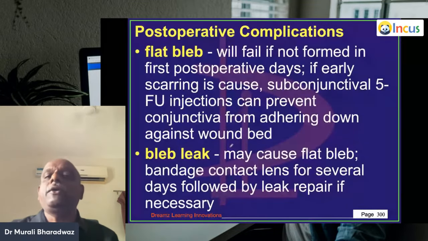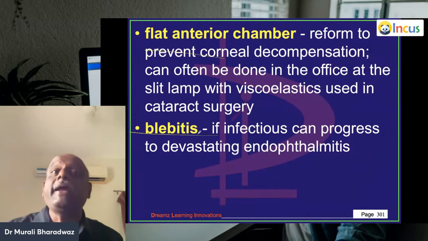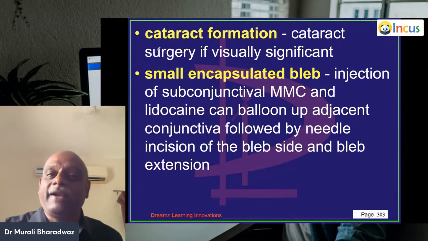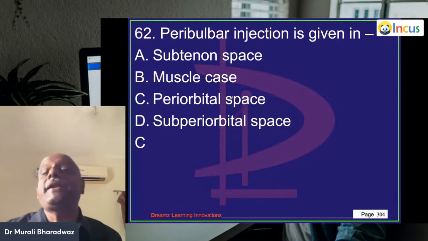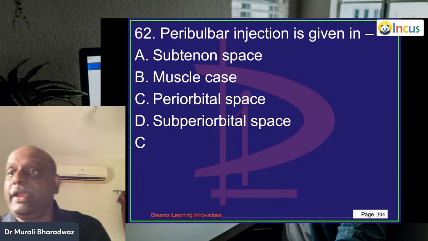So what are the post-operative complications? Flat bleb, leak, flat anterior chamber, blebitis, suprachoroidal hemorrhage, hypotony, cataract formation, and a small encapsulated bleb. They're all the complications of trabeculectomy is what you need to remember.